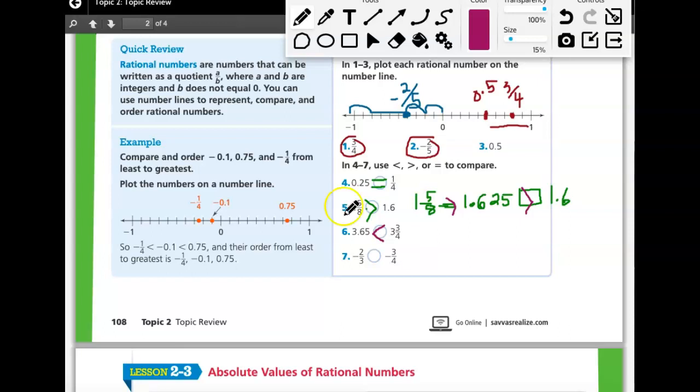Because if you plot that on a number line, so let's take this in a number line. Negative 2/3 is going to be here, and negative 3/4 is gonna be here. So that way we know that negative 2/3 is much closer to 0. That's why negative 2/3 is greater than negative 3/4. Unless it's positive, so that's a different story.